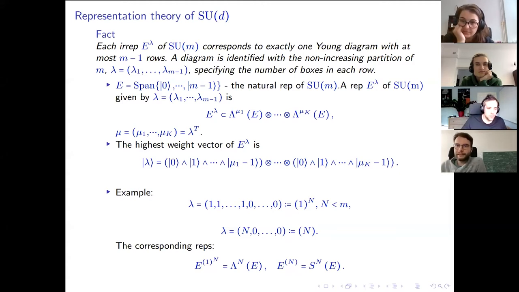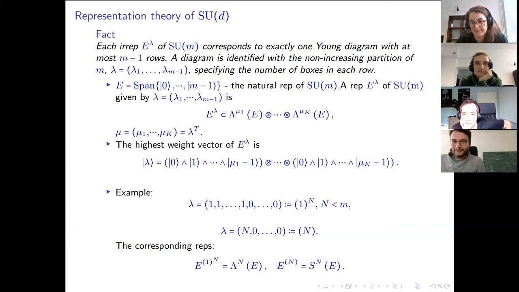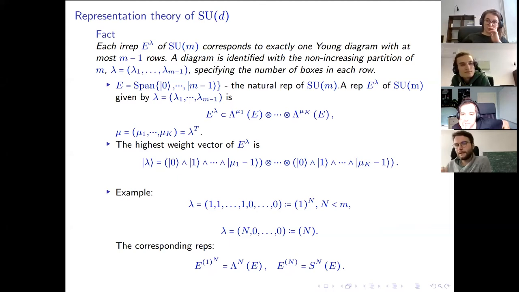Each irreducible representation sits in the alternating, anti-symmetric product of the natural representation. The natural representation is just SU(m) acting on an m-dimensional complex vector space by matrix multiplication. This is called the natural representation, because that's very natural, right? So keep in mind this representation because it will be used later, and it always sits in this alternating tensor power. And this mu comes from the transpose of lambda, which encodes this initial irrep.